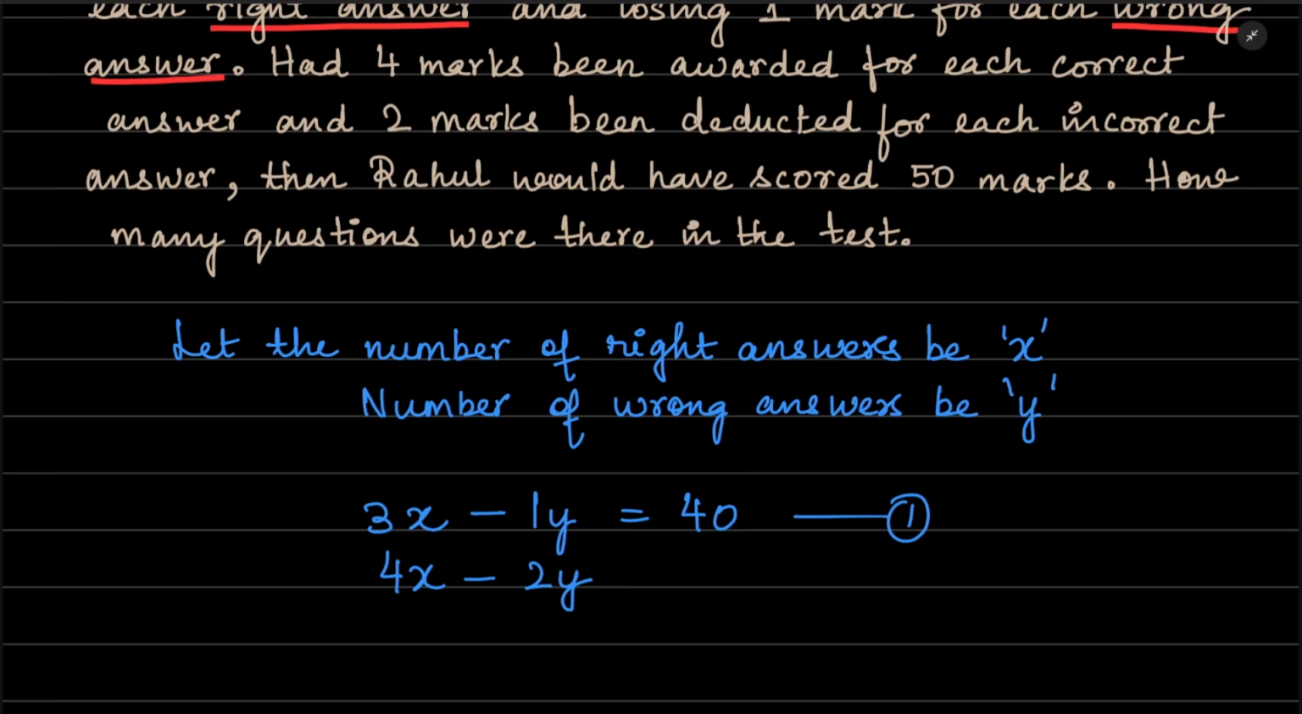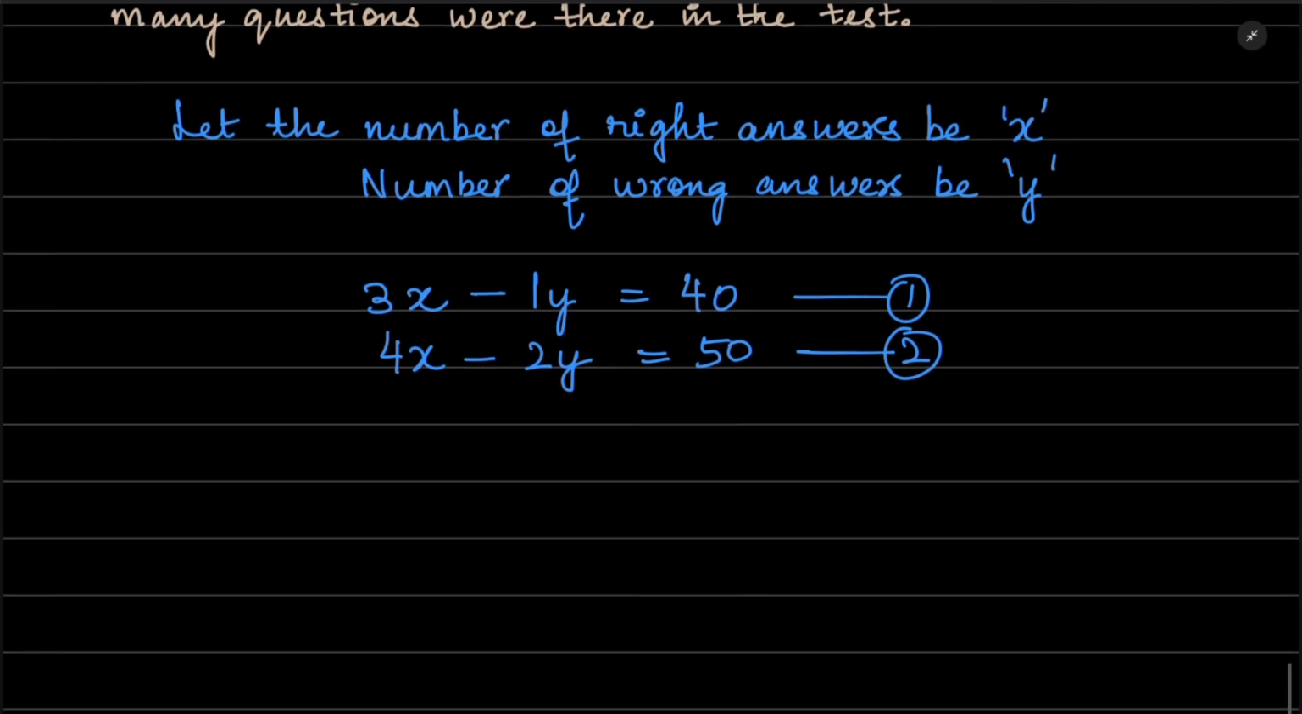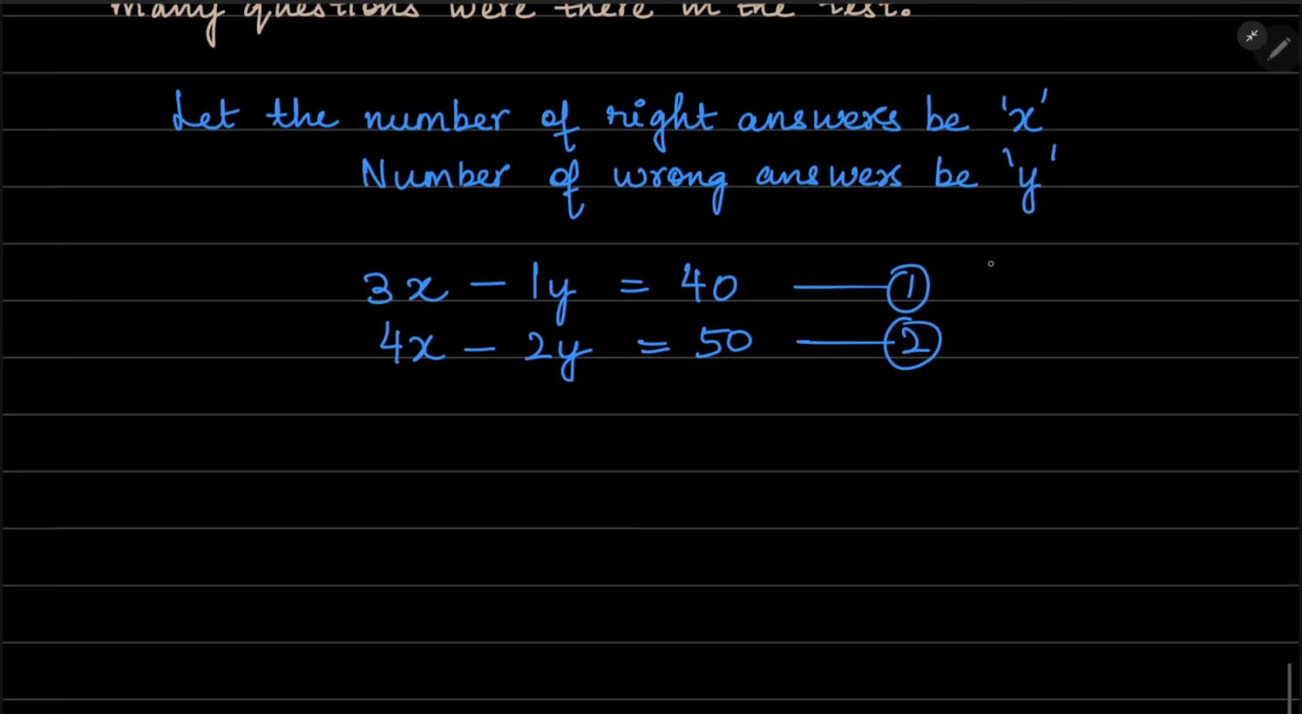Okay, then how much would Rahul have scored? Rahul would have scored 50 marks. So this is equal to 50. So this is your equation 2. Right? Now you will be getting the number of right answers and number of wrong answers. So can we do it? You can use any method, but I would prefer the elimination method.